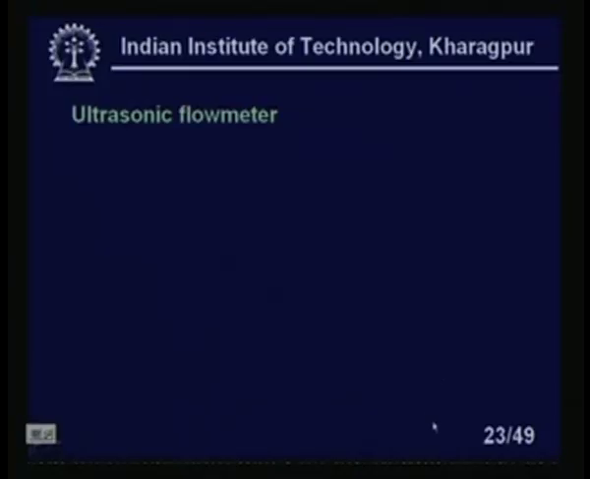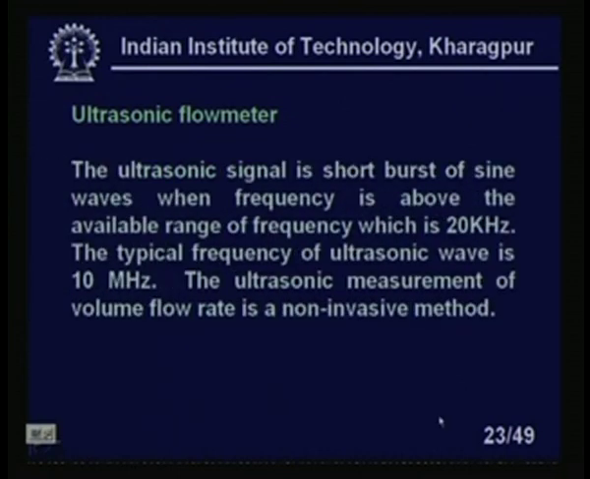So the next flow meter, also among the non-invasive types, that we will discuss is the ultrasonic flow meter. Right? Go to the digital board. Yes, ultrasonic flow meter. You see, the ultrasonic signal is a short burst of sine waves when the frequency is above the audible range, which is 20 kilohertz. This is the non-audible range, right? So above that frequency, we call it ultrasonic frequency.